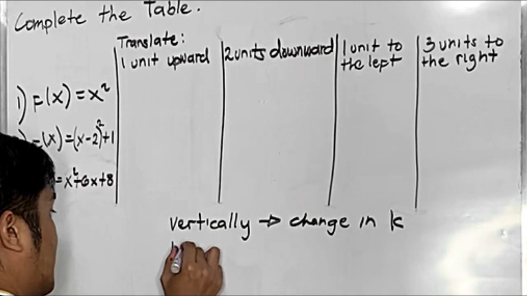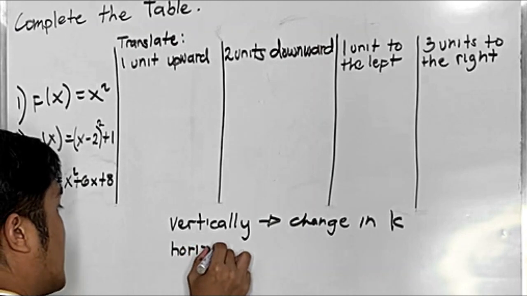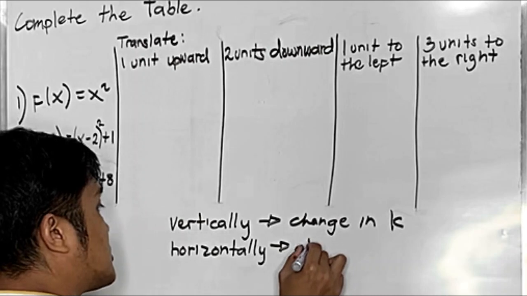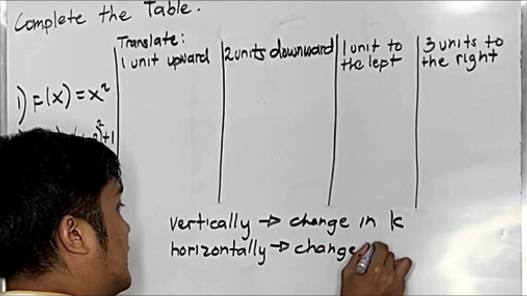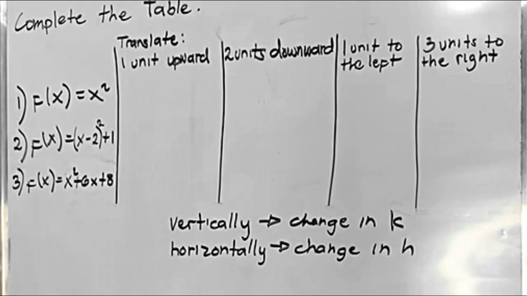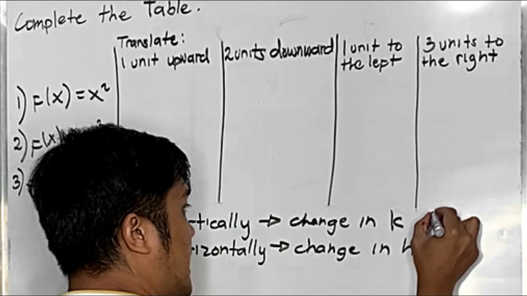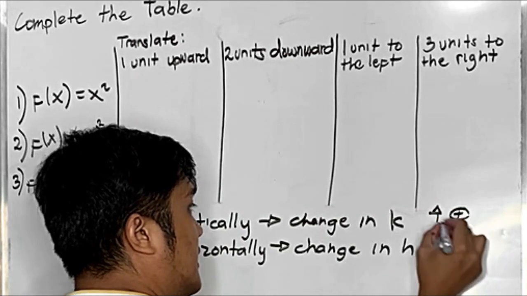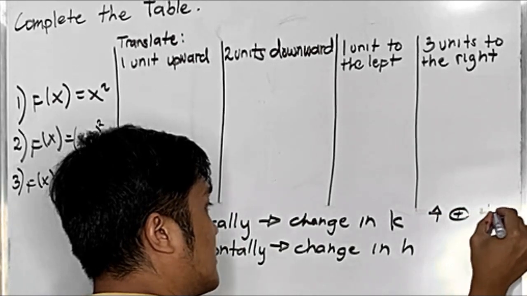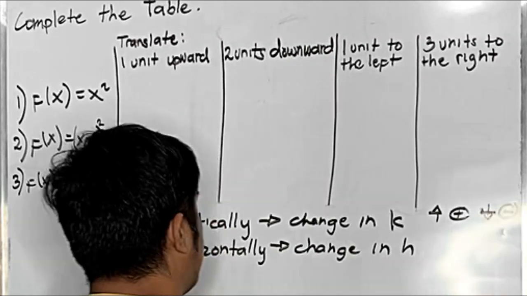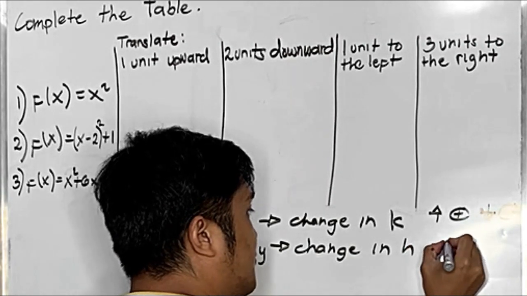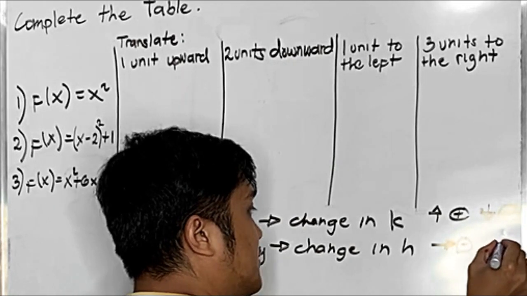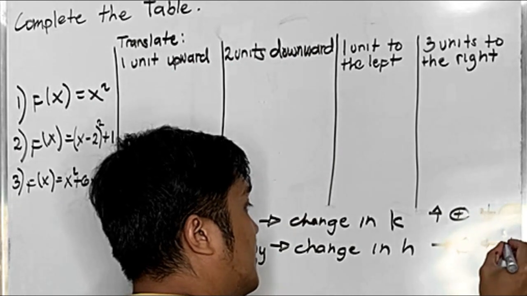If you have to move it horizontally, therefore there is a change in h. So if it is upward, you need to add. If it is downward, you need to subtract. If we will move to the right, you will subtract. If you need to move to the left, you will add.